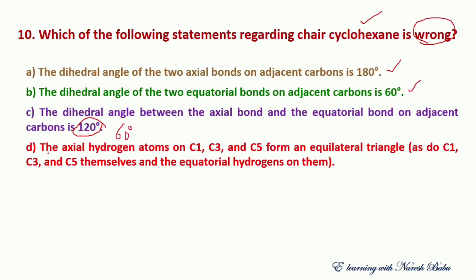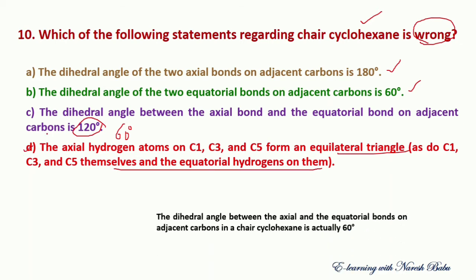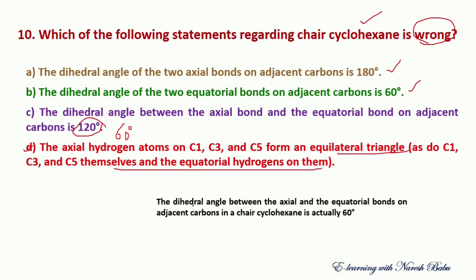And the fourth option, given that the axial hydrogen atoms on C1, C3, C5 form an equilateral triangle, and C1, C3, C5 themselves have the equatorial hydrogens on them. So this is also a correct one. So option C is the wrong answer. The dihedral angle between the axial and the equatorial bonds on adjacent carbons in chair conformation is actually 60, but they represented 120. So this C is the wrong option.